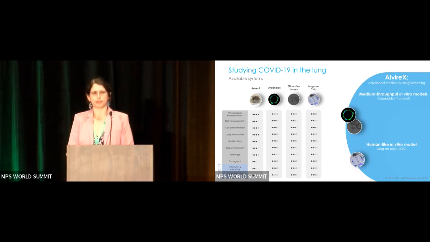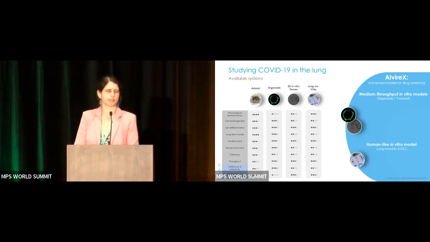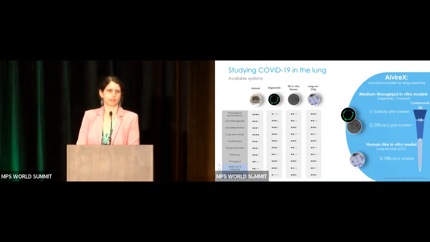So basically what we plan to do is to develop a medium throughput in vitro model, which mainly will be organoids or transwell inserts, to pre-test some compounds and then only validate the most promising candidate compounds on the most complex in vitro model that we have, which is the lung-on-chip model.